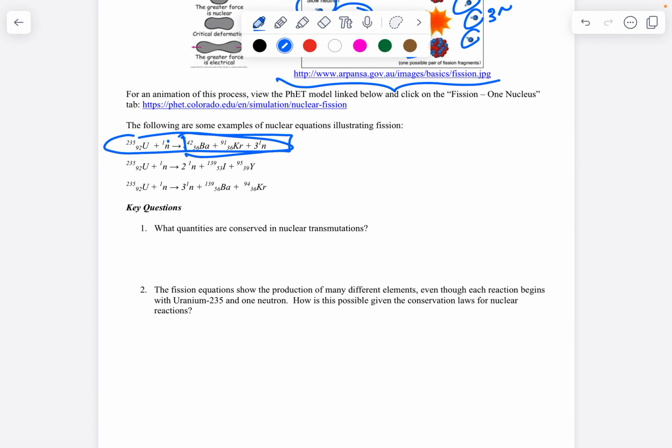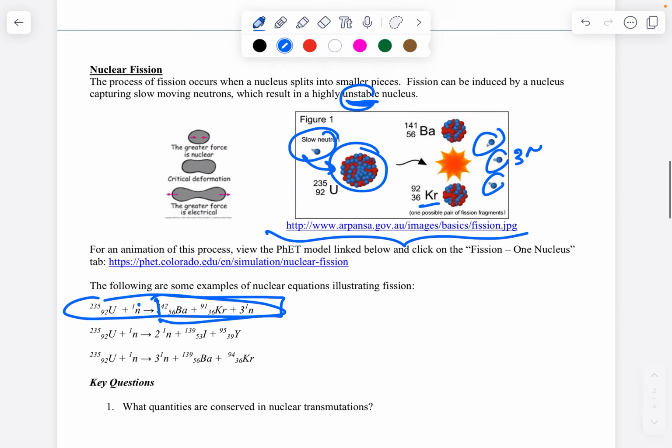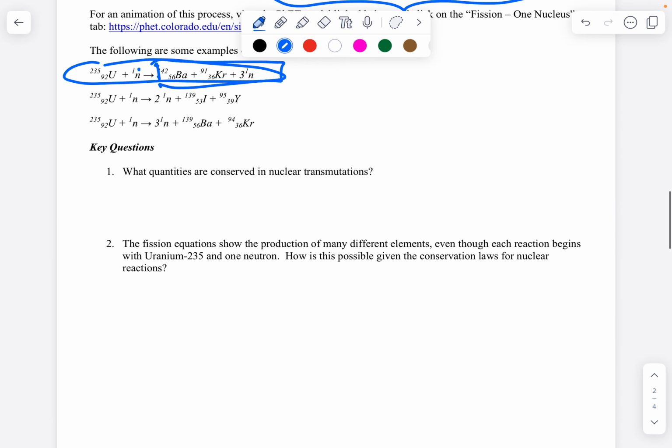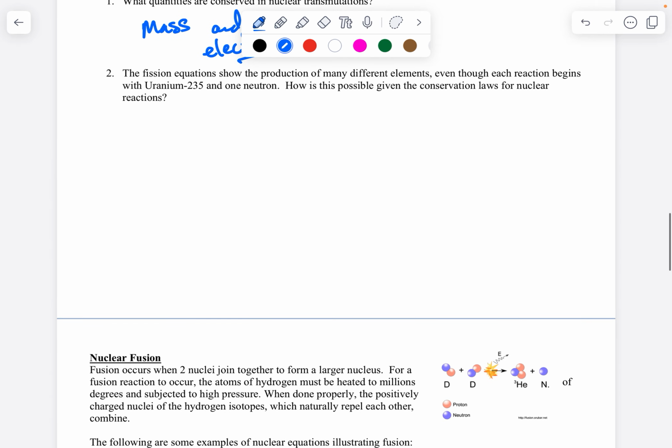So it says, what quantities are conserved in nuclear transmutation? Remember, you go right back up: mass and electrical charge.